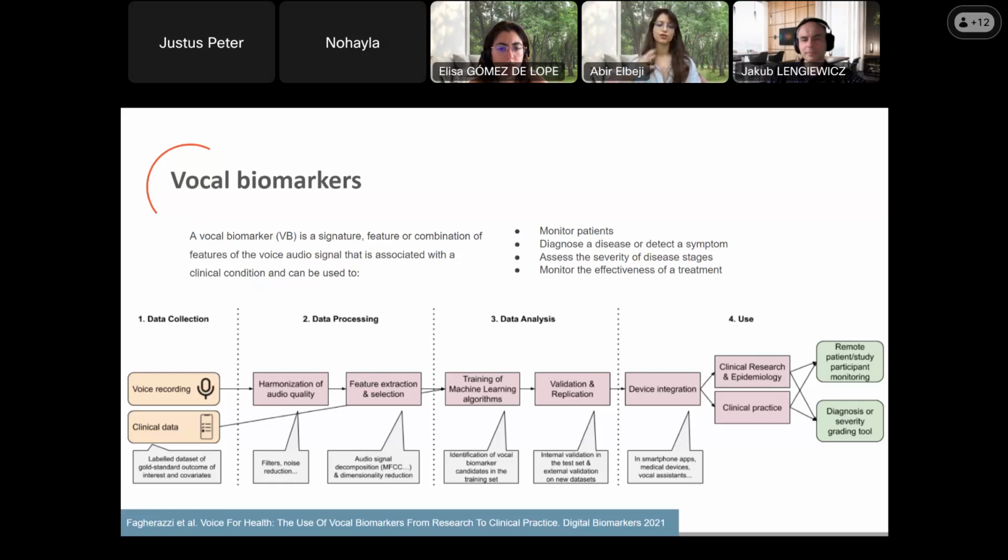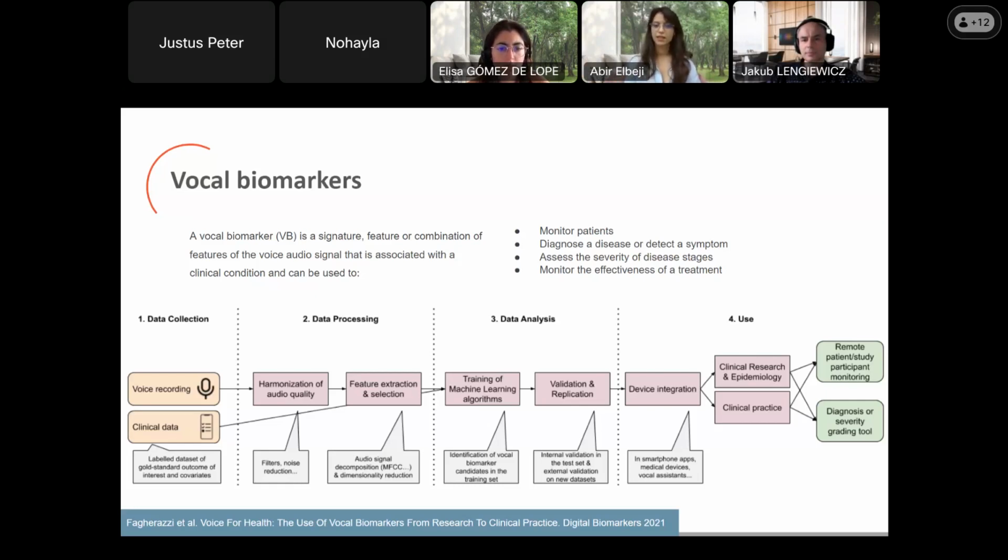We feed the extracted and selected features to machine learning or deep learning algorithms in order to identify the vocal biomarker candidates. And then in order to validate this vocal biomarker, we need to replicate it and validate the findings on external data sets. Once this is done, we can integrate the vocal biomarker in digital devices for use in clinical research and epidemiology, for remote patient monitoring, or as a diagnosis, severity, or grading tool.